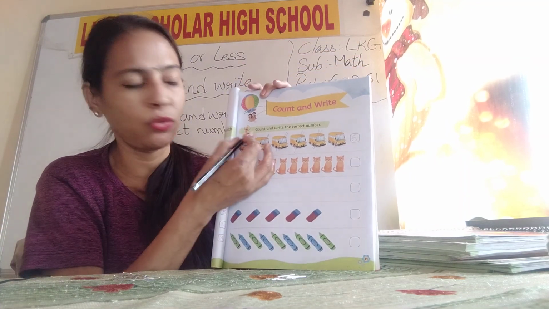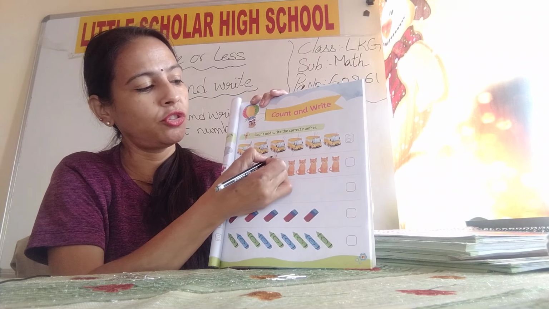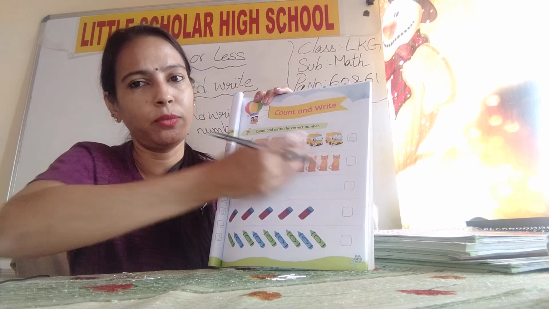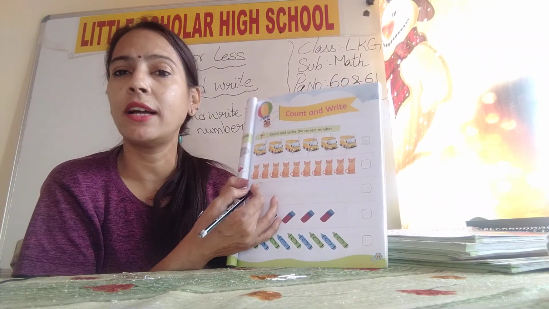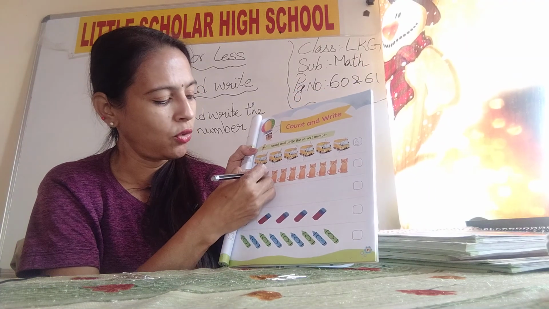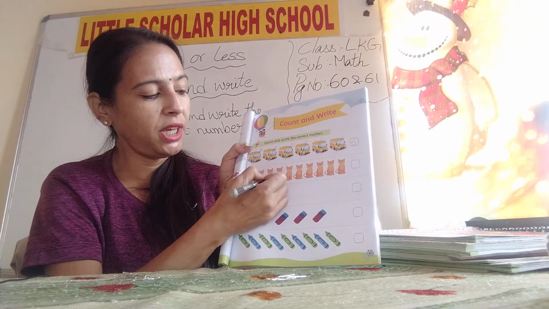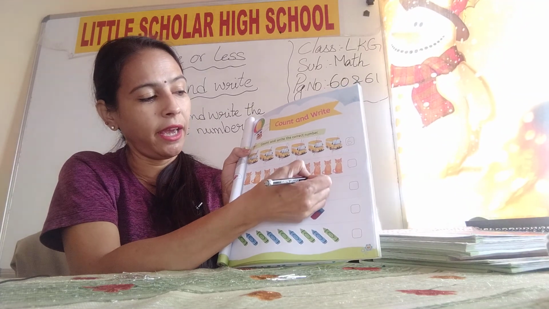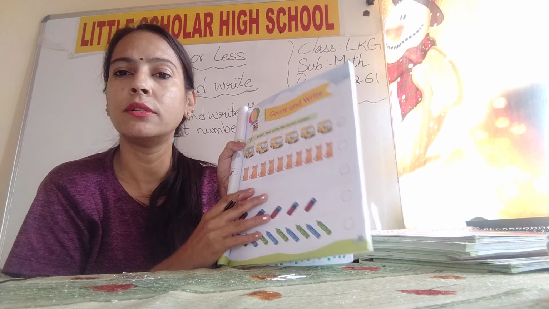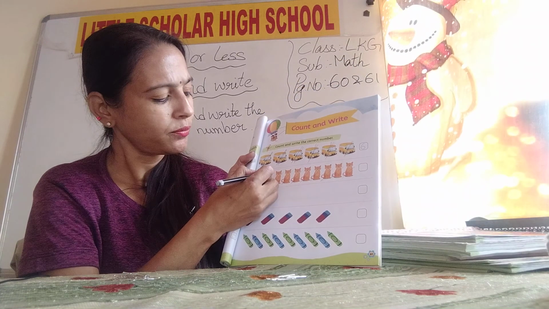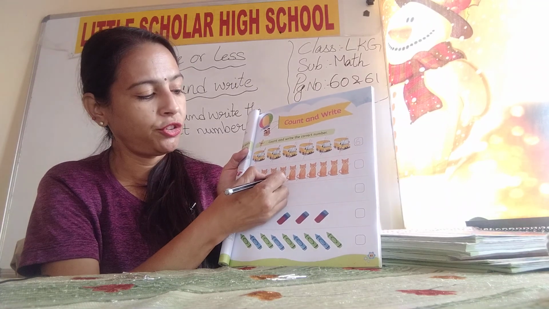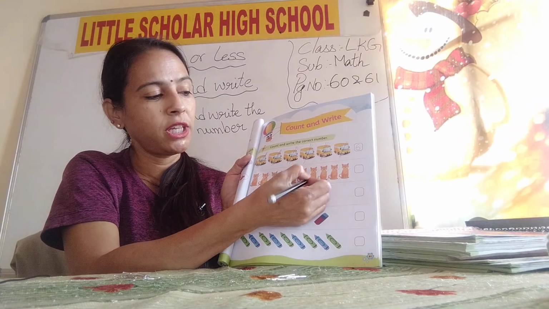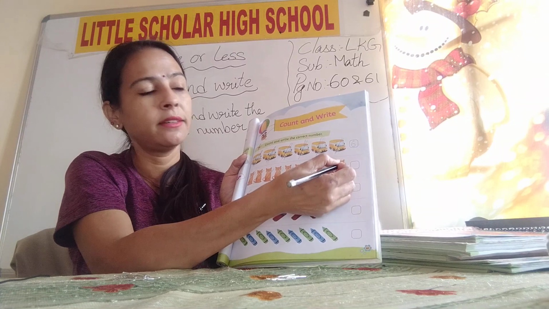Again, let us count. 1, 2, 3, 4, 5 and 6. 6 buses. Now, how many cats are there? Let us count. 1, 2, 3, 4, 5, 6, 7, 8, 9, 10. Slowly you need to count.